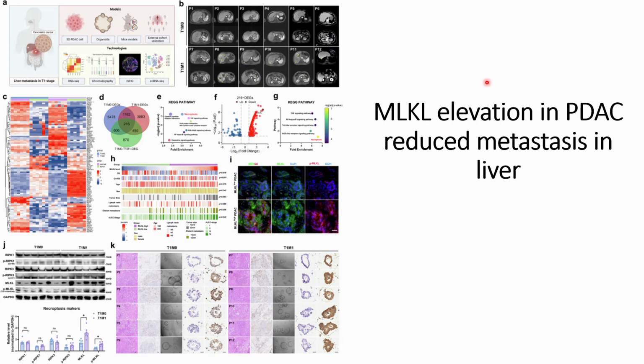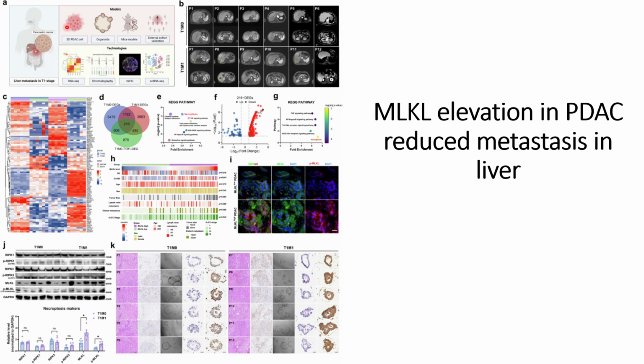Today we will discuss a new paper where the main idea is that MLKL elevation in the pancreatic cancer cells can reduce metastasis in the liver. How they came up with this MLKL gene in the pancreatic cancer cells, we will discuss in this figure. The approaches that they have used are shown in panel A.